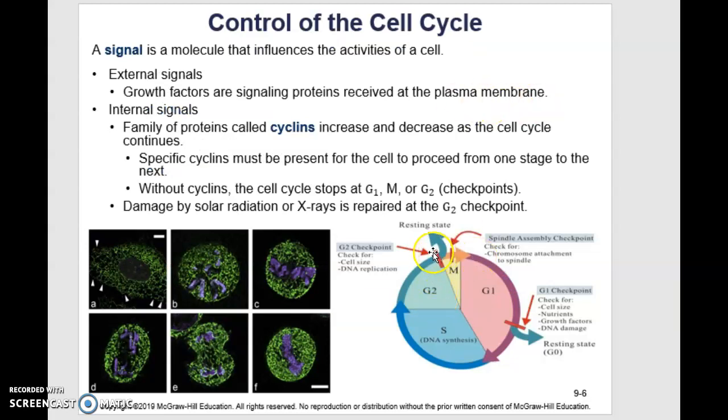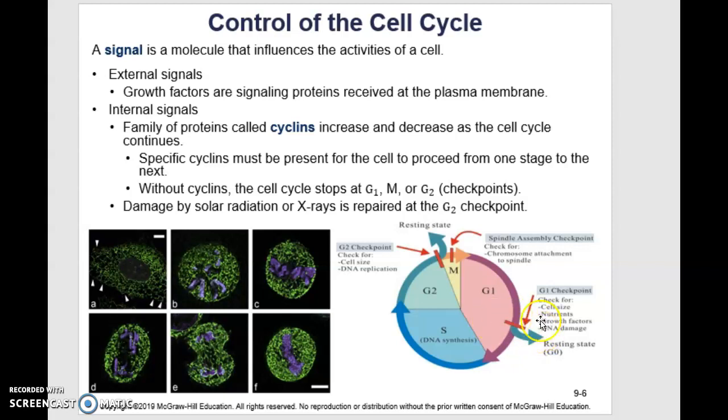There's also something here, see these red lines? These are called checkpoints. And these checkpoints are just so important because they're going to check and make sure that the cell is doing what it's supposed to be doing. So this first checkpoint here, it's going to check for cell size, nutrients, growth factors, DNA damage, because we don't want to replicate and make more of a cell that is broken. We don't want to make a cell that's not doing the job it's meant to be doing. So if a cell doesn't pass one of these checkpoints, then it should not divide. It should not make more cells.